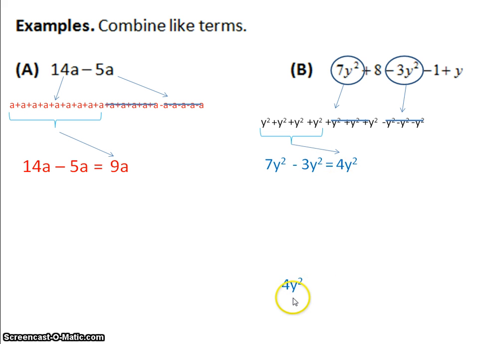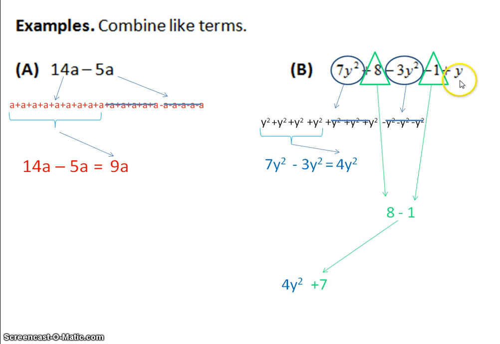Now we're going to bring that down to our answer down here and save that for later. Let's go back to the expression. I don't see any other term that has y in it, but I do see 8 and this minus 1. Notice I'm including plus 8 and minus 1. Those are like terms. So I'm going to have 8 minus 1. That's going to come out to be plus 7. So now I have 4y squared plus 7.